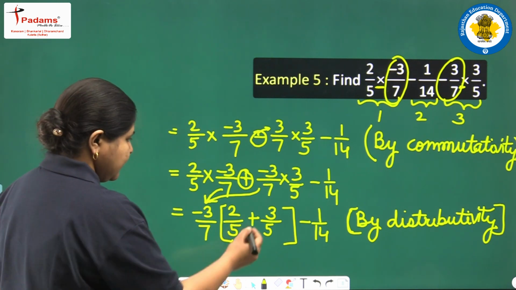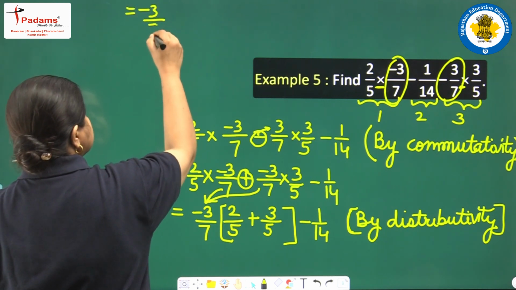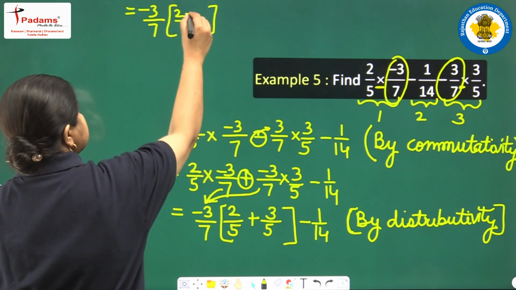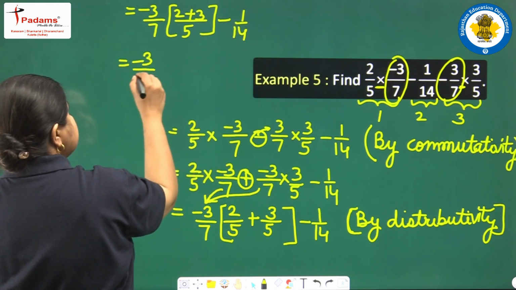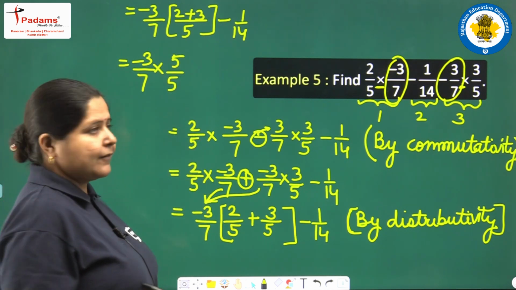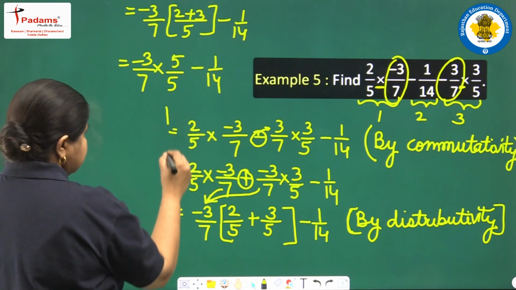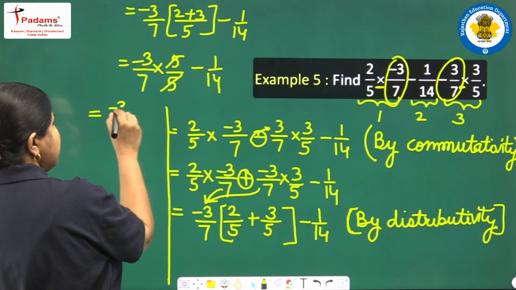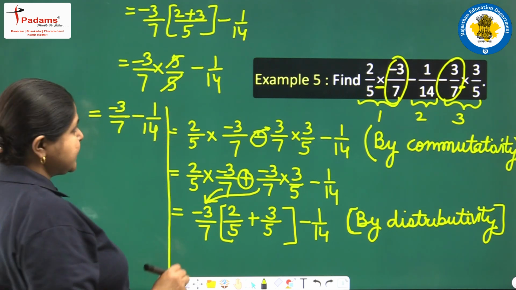Clear? Now we will solve this bracket first. We can write here minus 3 by 7 into, the LCM will be 5, and 2 plus 3 in the numerator, minus 1 upon 14. Minus 3 by 7 into 5 upon 5. 2 plus 3 is 5, minus 1 upon 14. This will give us, 5 will be cancelled. So minus 3 by 7 minus 1 upon 14 is what we are getting.